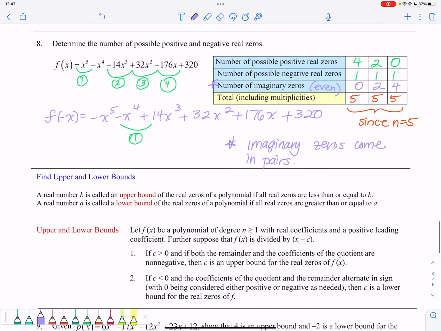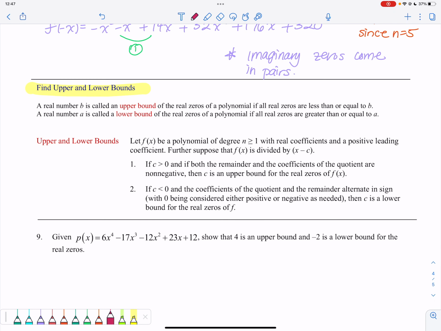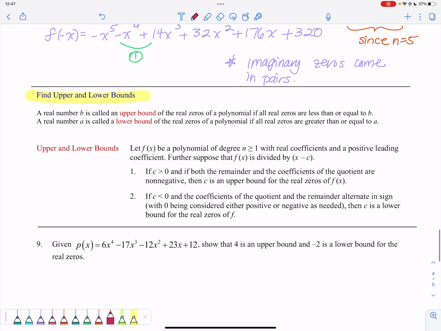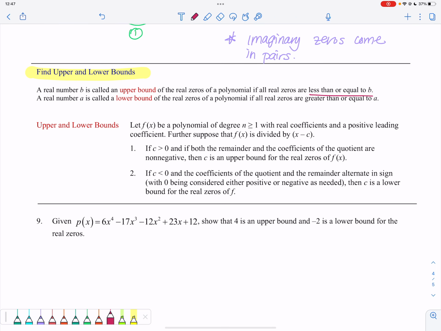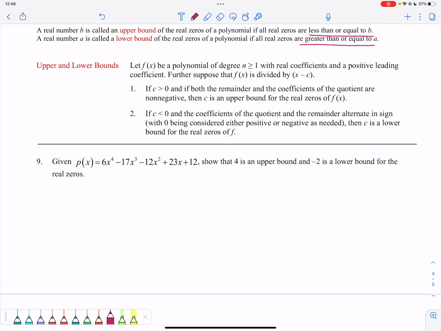Okay, so we will find our upper and lower bounds by doing something a little bit different here. We are going to find our upper bound if all real zeros are less than or equal to b. So b is an upper bound if all of the zeros are less than or equal to b. And a number a is a lower bound if all of those zeros are greater than or equal to a. So how are we going to find these boundaries? That's the definition of a boundary.